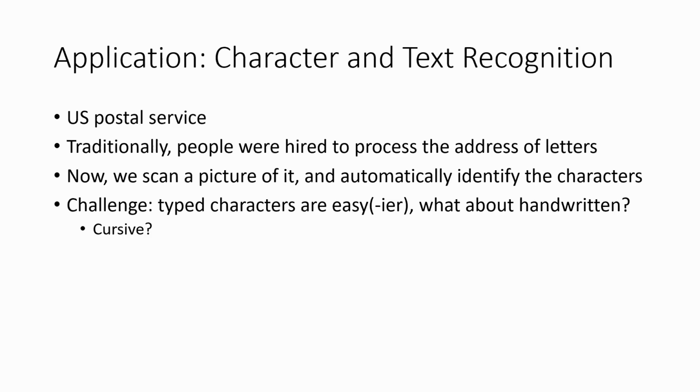So the first one is character and text recognition. We talked about this in class a little bit with the MNIST dataset, where we can write a character and hopefully a machine learning model would be able to read that automatically. Take the US Postal Service: you write down your address and you send the letter. Traditionally, you have a person that types that address for you before it goes in the system, but obviously that's expensive. So we are going to train a model to do that.